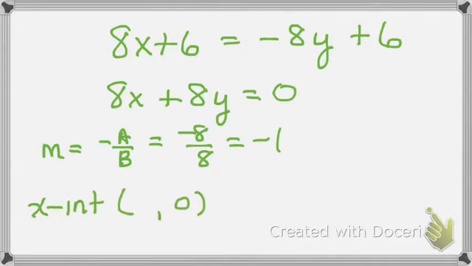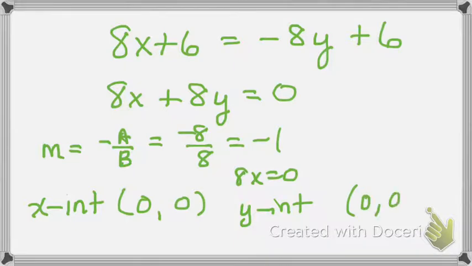No, it's not undefined, because if you let y be 0, then you're left with 8x equals 0, and 0 divided by 8 is 0. So it goes through the origin. What about the y-intercept? Same thing, right? If the x-intercept is the origin, the y-intercept is going to be 0, because that's the one place where the two axes meet.